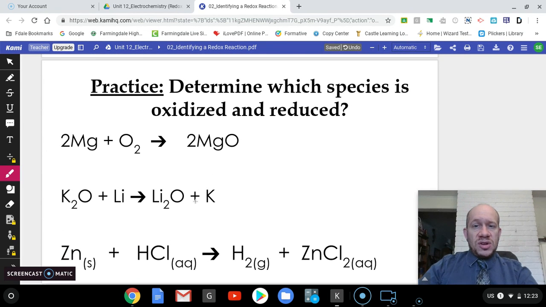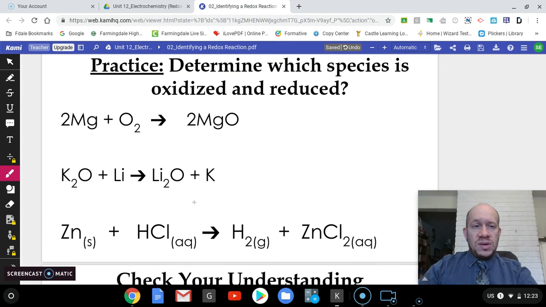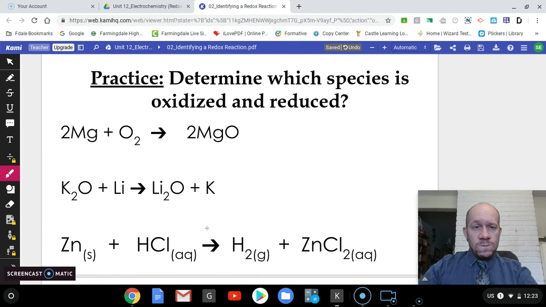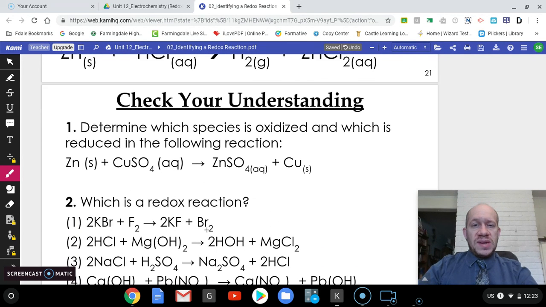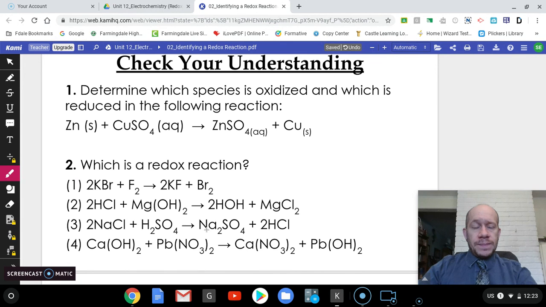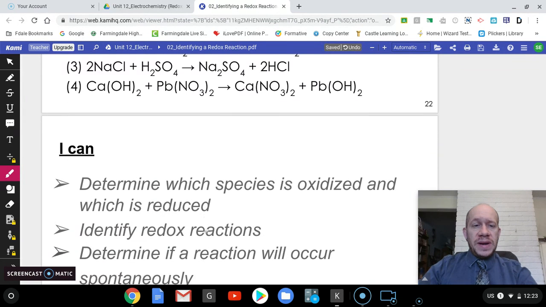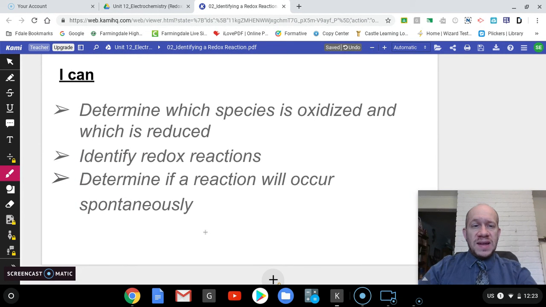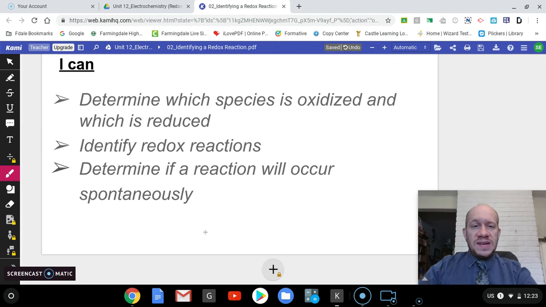So practice. Determine which species is oxidized and reduced, and check your understanding. All right, now I can determine which species is oxidized and which is reduced. I can identify reactions, and I can determine if a reaction will occur spontaneously. Actually, this is not true, but whatever.